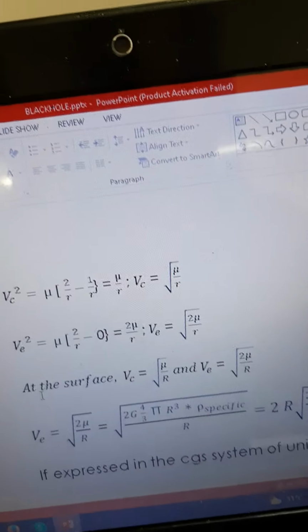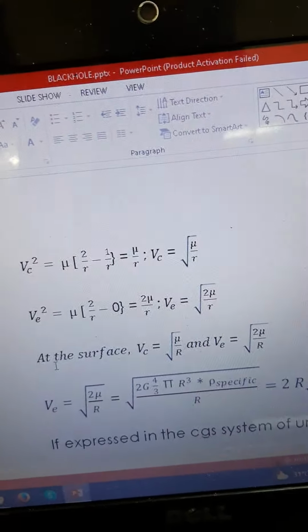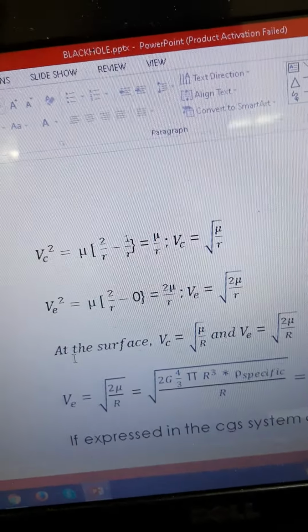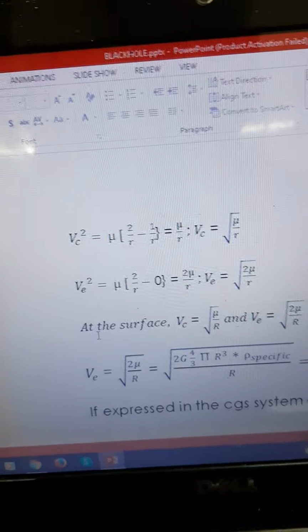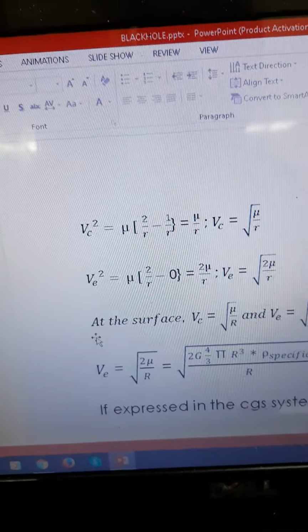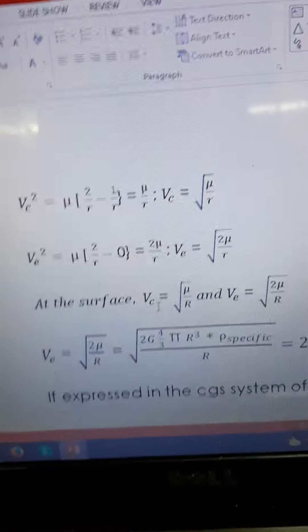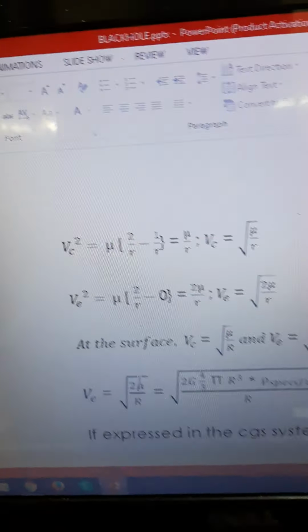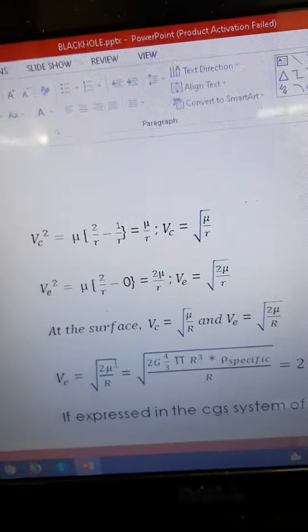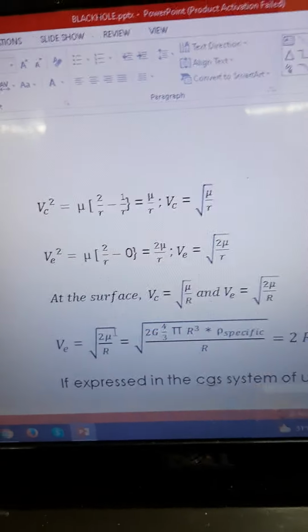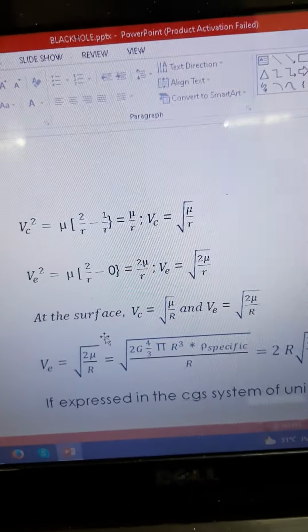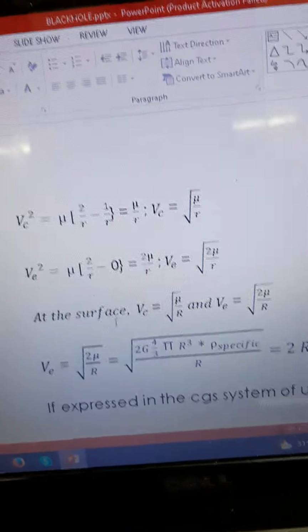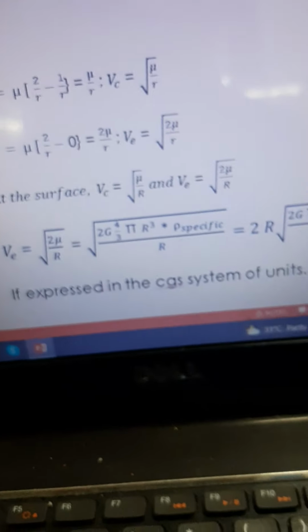So once you know the attracting body's mass and the radius at which the body is there, you know the escape velocity. So the escape velocity is a function of the attracting body mass and the point at which the body is there. If it is at the surface, then you have to put small r is equal to big R, the radius of the attracting body. So let's consider that at the surface, V circular is equal to root of mu by capital R, and V escape is equal to root of 2 mu by capital R. That is this R, the radius of this body.